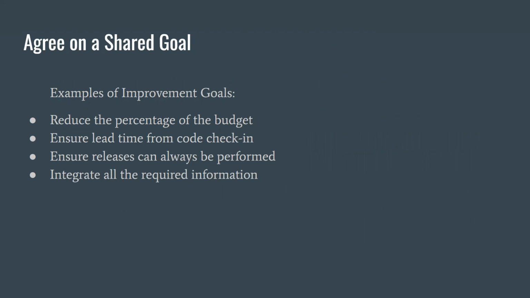Agree on a shared goal. Some examples of improvement goals are: reduce the percentage of the budget spent on product support and unplanned work by 50%, ensure lead time from code check-in to production release is 1 week or less for 90% of changes, ensure releases can always be performed during normal business hours with zero downtime, and integrate all the required information security controls into the deployment pipeline to pass all required compliance requirements.